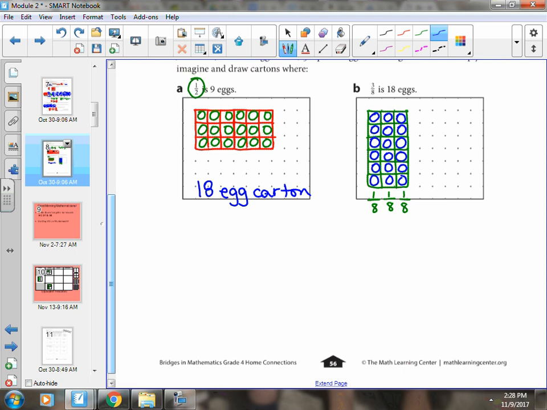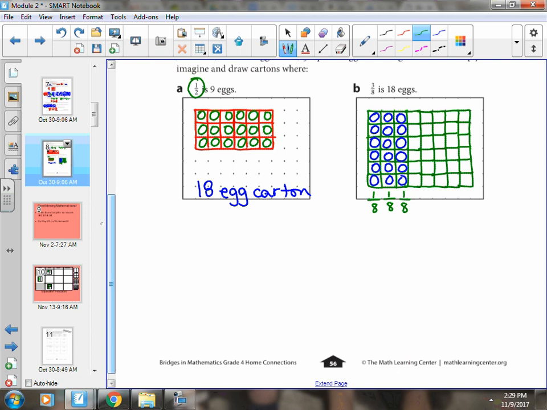3/8 is not the whole thing. Don't you need 8/8 to be the whole thing? So let's keep drawing columns. 1/8, 2/8, 3/8, and that's 18 eggs. Here would be 4/8 of the picture, 5/8 of the picture, 6/8 of the picture, 7/8 of the picture, and 8/8 of the picture. And 8/8 of the picture is the whole picture, or 8/8 of the carton is the whole carton.